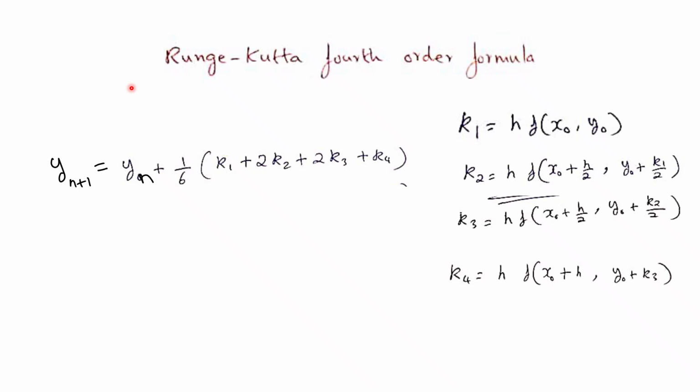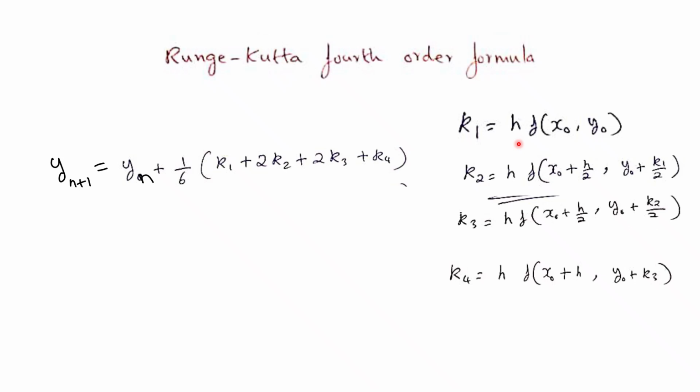So in this one, an important concept is the Runge-Kutta fourth order formula. Now the main formula is this one: y_{n+1} is equal to y_n plus 1 by 6 into (k1 plus 2k2 plus 2k3 plus k4). So now what is this k1?